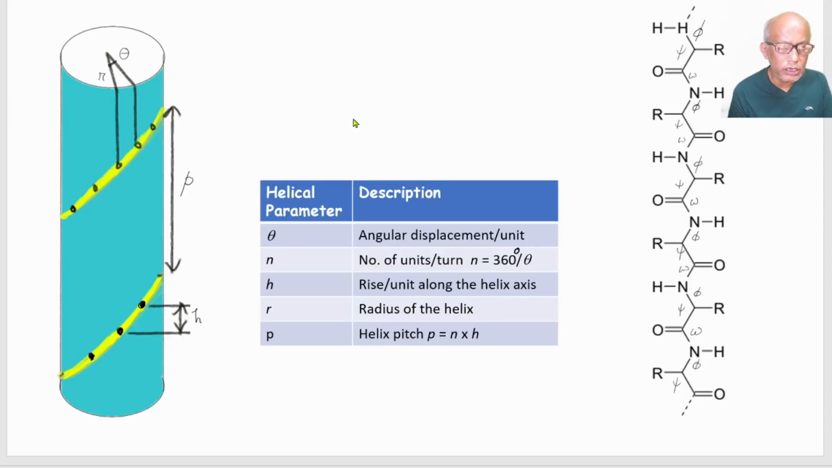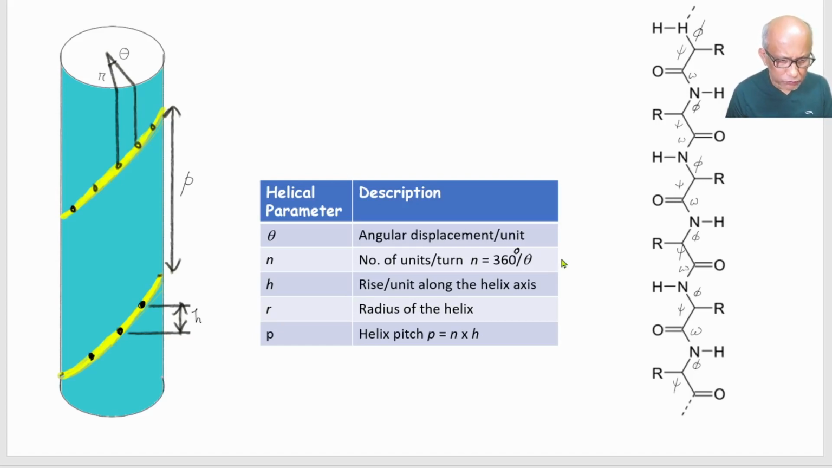Since the full turn is 360 degrees, the number of such monomeric units, I mean residues, which complete the turn will be 360 by theta, because each step you make an angular displacement of theta. The full turn means a 360 degree angular displacement, so the number of residues per turn is 360 by theta.